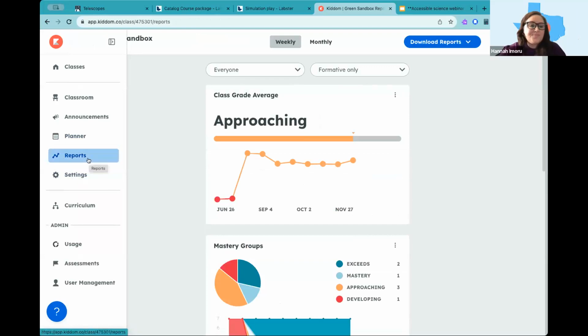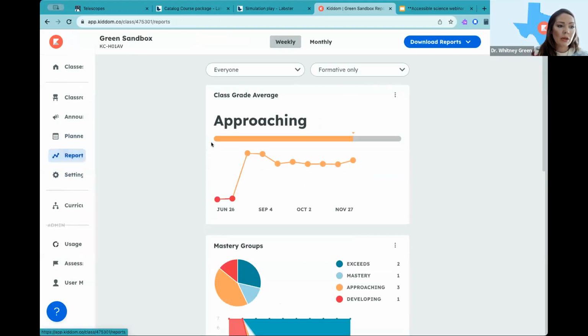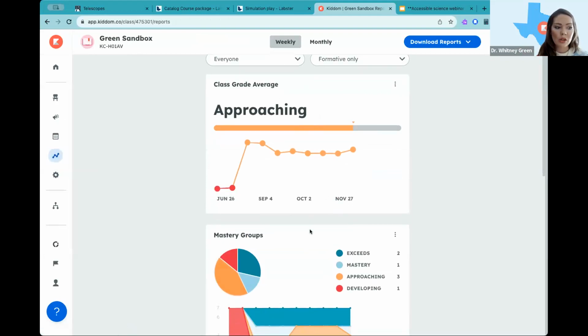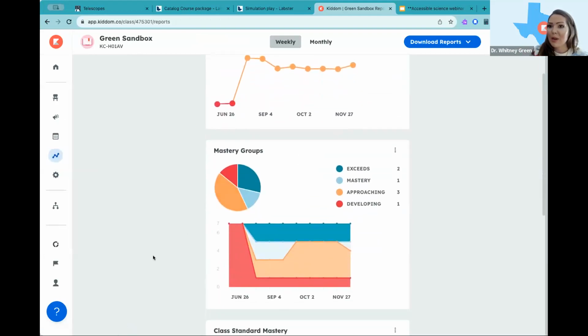I love the other piece I'm going to show, and the last piece, when we think about that data to support our diverse learners, is going to be around a report. So you saw kind of a picture of this snapshot here. This is in real time, my classroom.